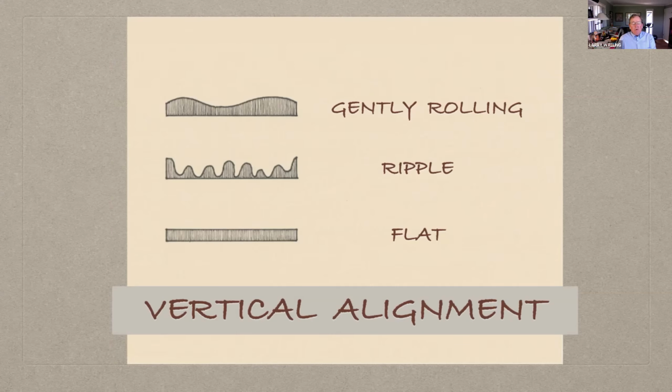All right, moving on to vertical alignment. The same sort of principles apply in the vertical plane as they do in the horizontal plane. You'd like to have a gently rolling pathway. You don't want it to ripple up and down. And you don't want flat, because flat tends to hold water, and it's not good for drainage.